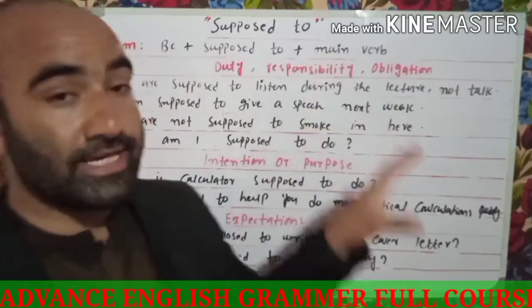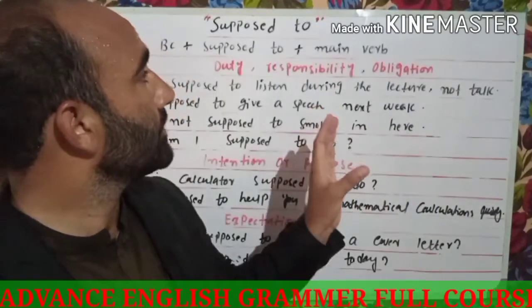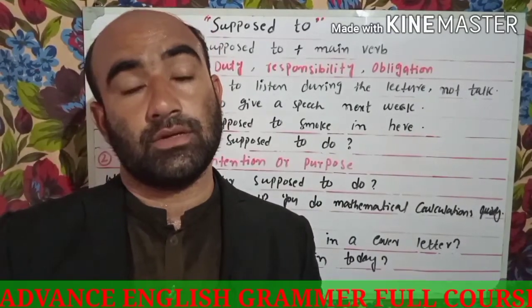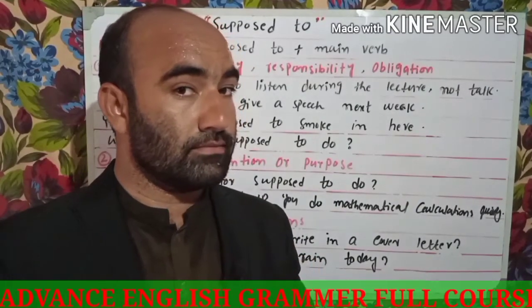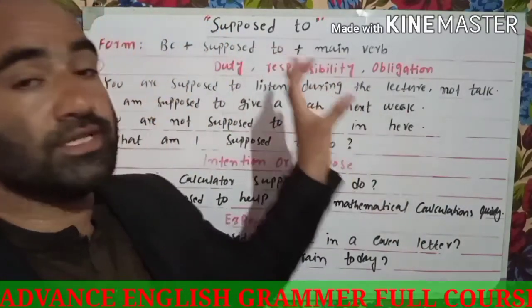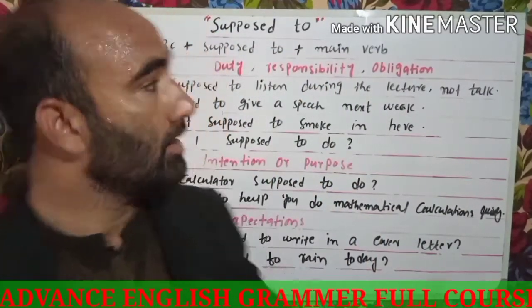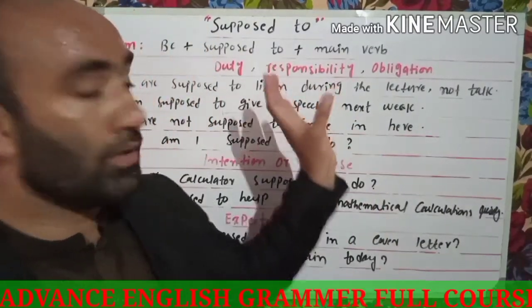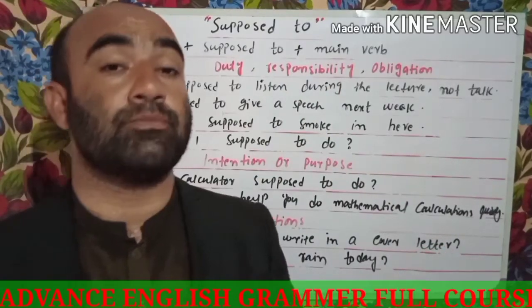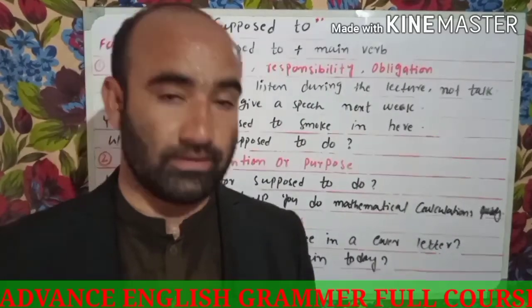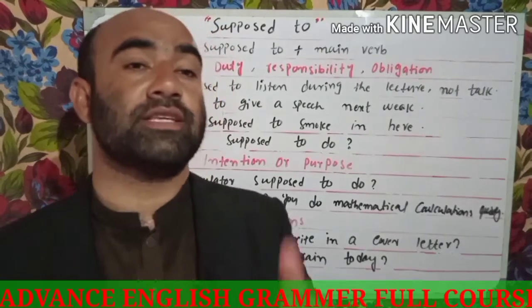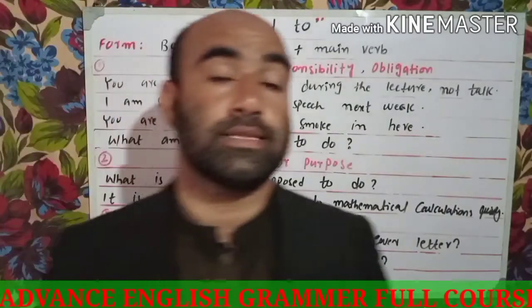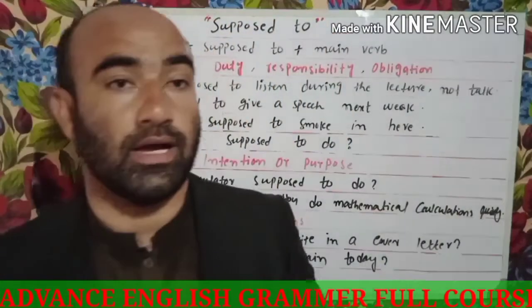Okay? And another point, supposed to. What is the pronunciation of this? In spoken English, we drop the D and we just pronounce this word suppose. Suppose to. It is not pronounced supposed because it is difficult to pronounce. We just pronounce supposed to. Okay, so this is the pronunciation of this modal verb.